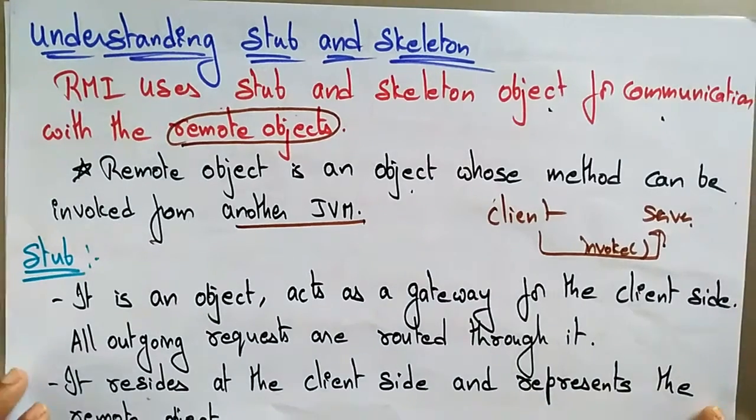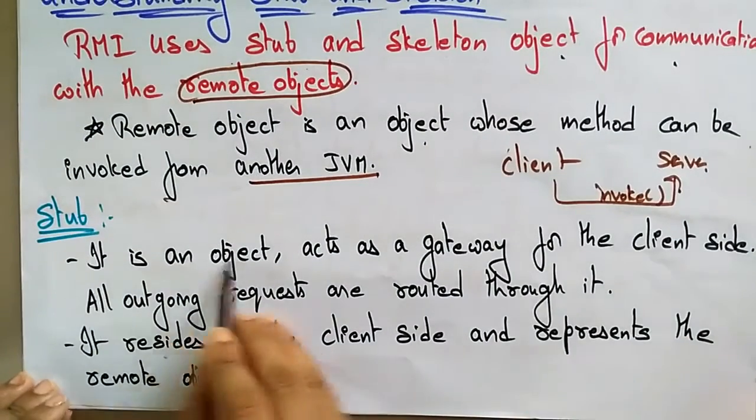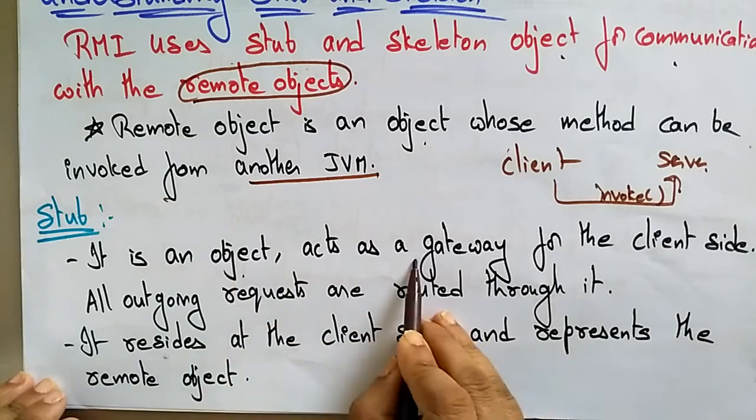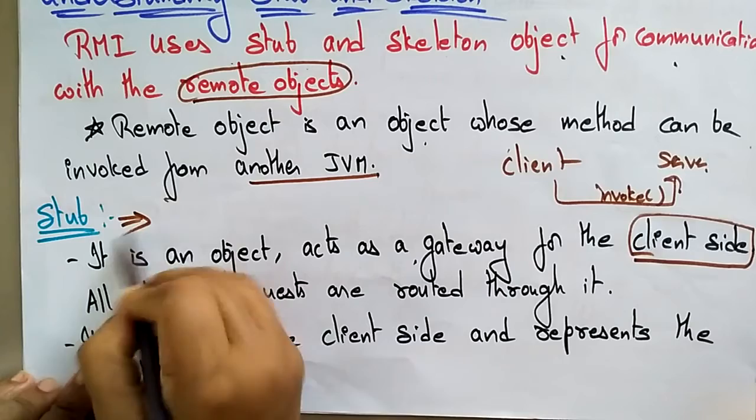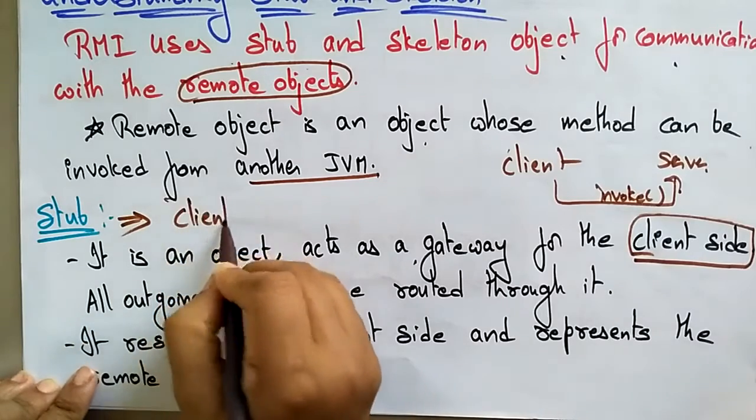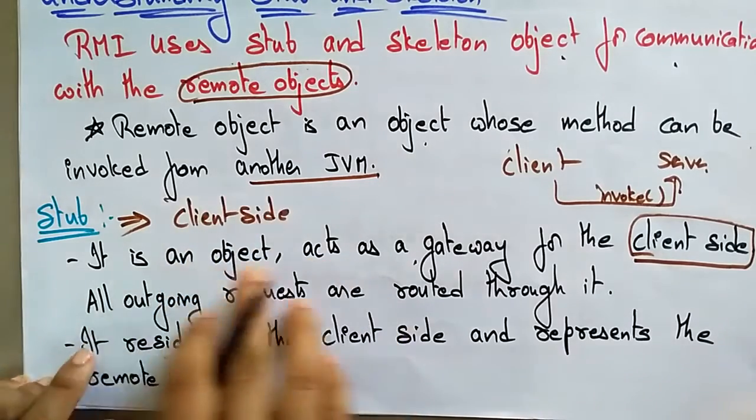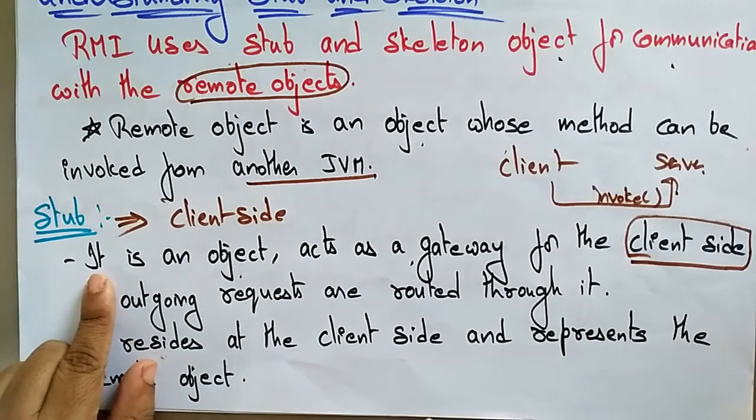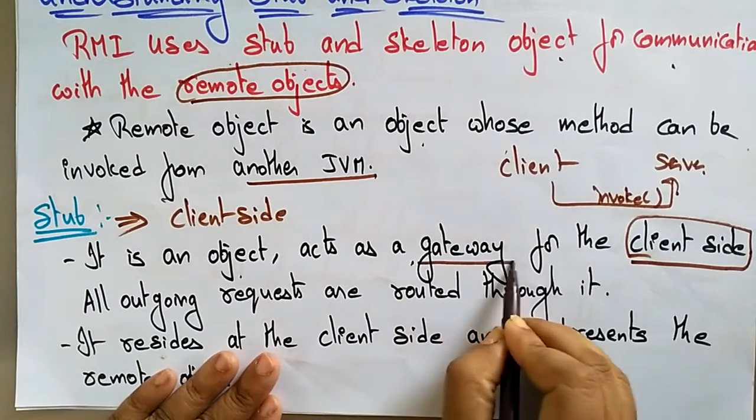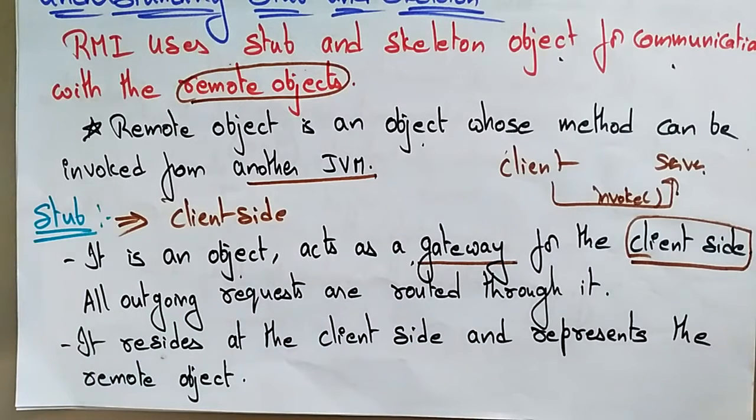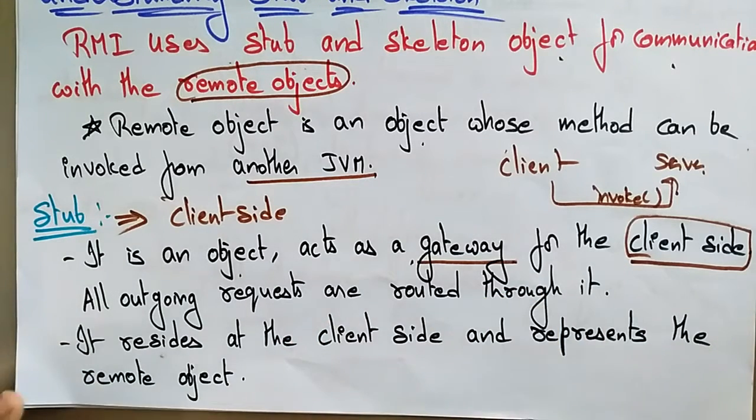Now let's discuss what exactly a stub is. A stub is an object that acts as a gateway for the client side. Remember that. Stub is present at the client side. So stub is an object, but what's the purpose of the stub? It acts as a gateway for the client side, between the client objects and the server side. So this stub is acting as a gateway and is present at the client side.